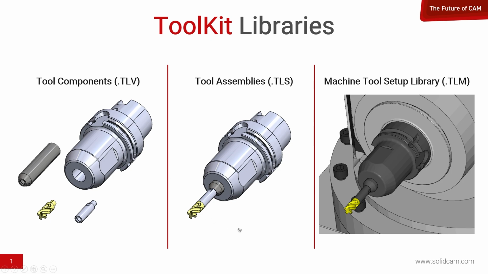Then we have tool assemblies. It stores complete tool assemblies, which are combinations of tool components. It represents the actual tools you will use on your CNC machine, ready for assignment for operations or machine tool magazines. Pay attention that multiple tool assemblies may be defined based on tool components.